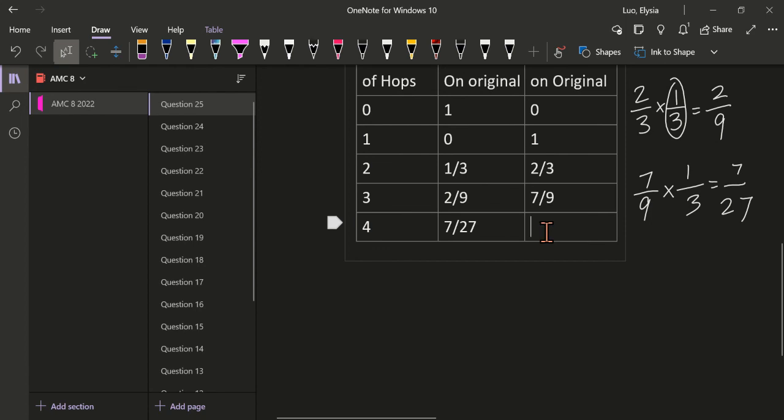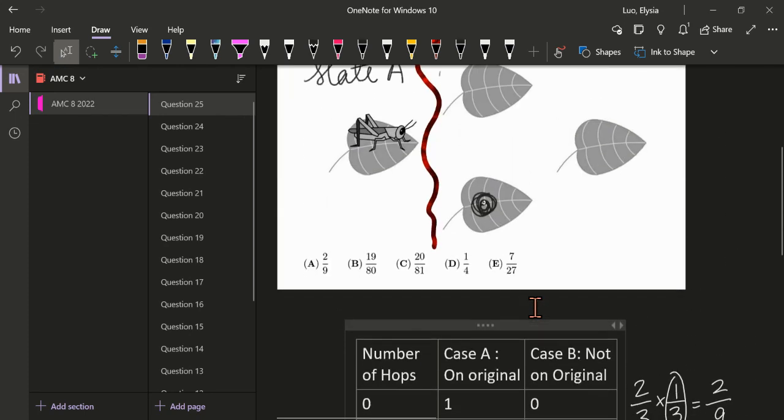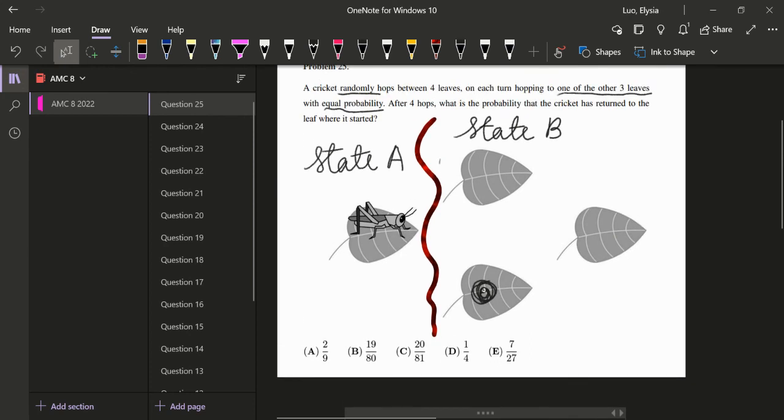Now, you don't really need to know what it's going to be for case B since 7/27 is your answer. Now, is that an option? Yes, it is. It is E. So your answer for this question is going to be E.